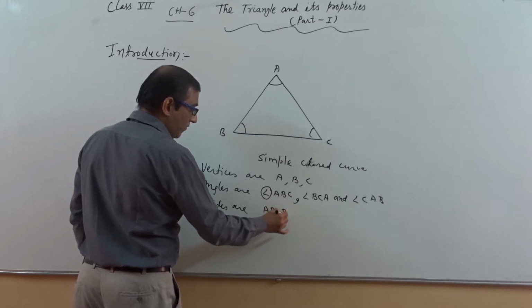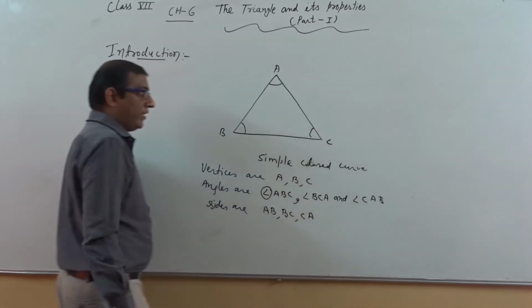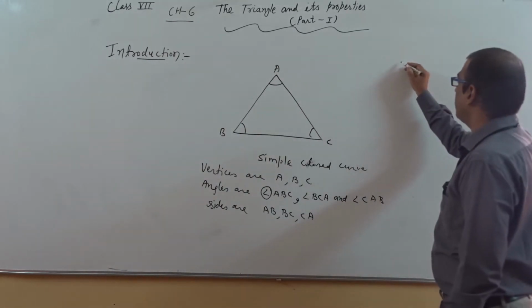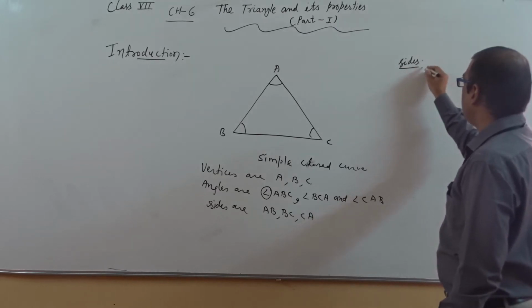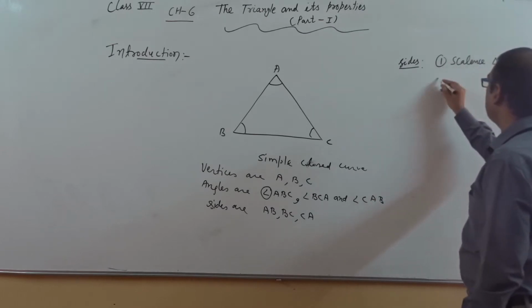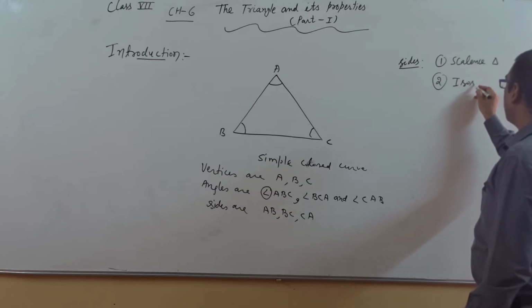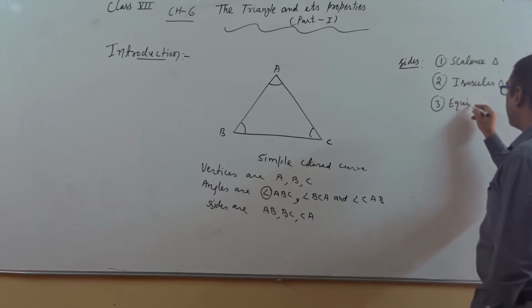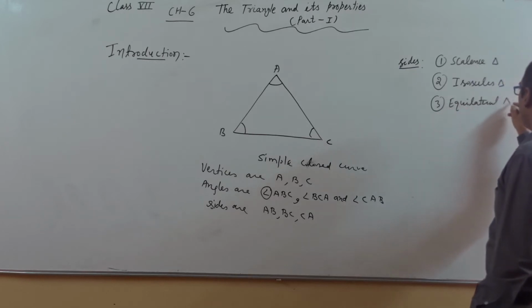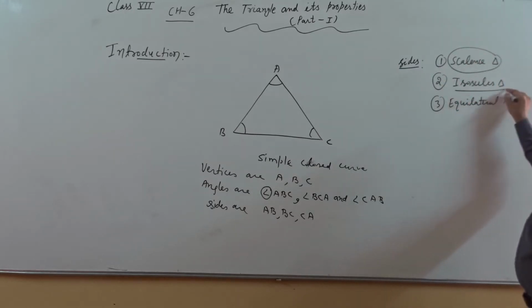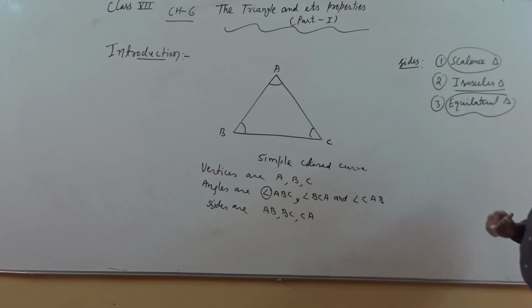AB, BC and CA. And if we want to classify the triangle on behalf of sides, then we can say on behalf of sides there are three triangles, that is scalene triangle, isosceles triangle, and the third one is equilateral triangle. So in scalene triangle all the sides are different. In isosceles triangle two sides are same, and in equilateral triangle all the sides are same.